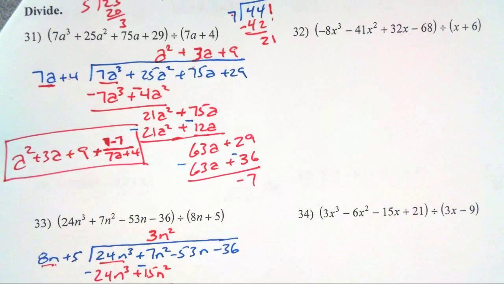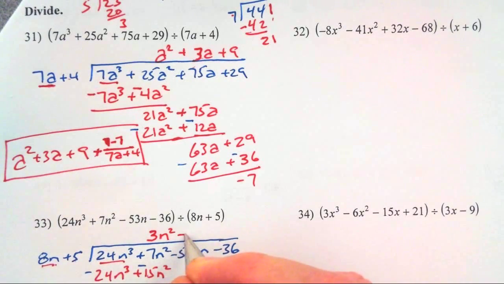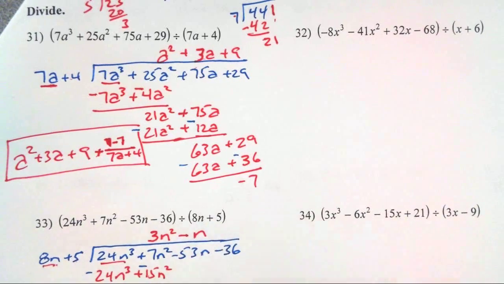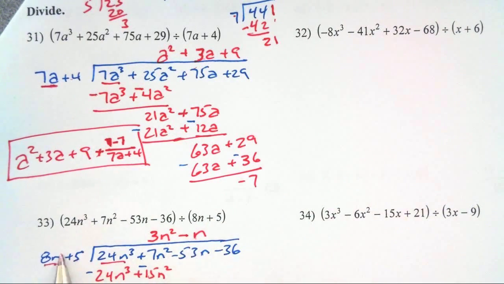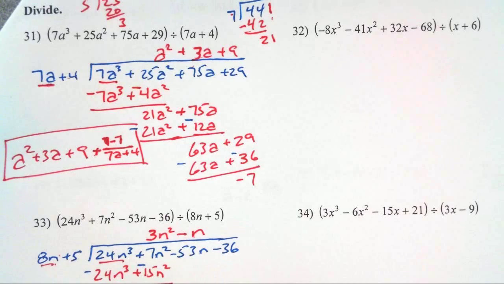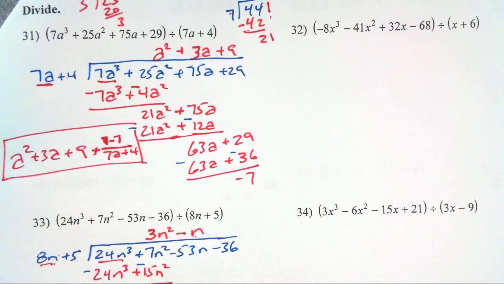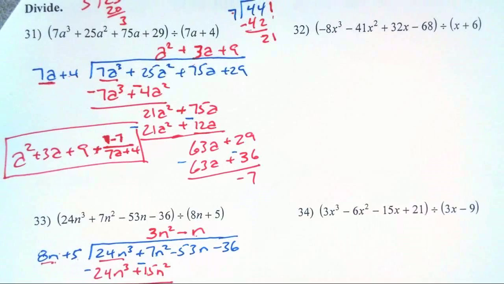8n times what is negative 8n? Negative n. Negative n times 8n, negative 8n squared. Negative n times 5 is negative 5n. But I am subtracting those. Opposite, opposite. No n squareds. Negative 53 plus 5. Negatives win by 48. Bring down the minus 36.